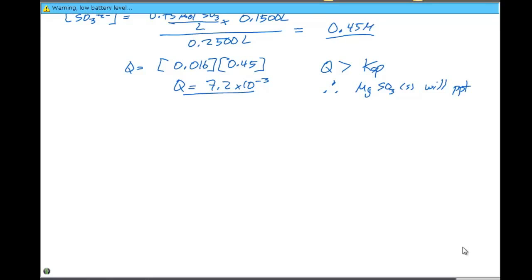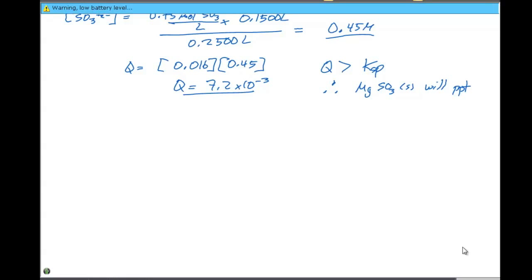Does anybody have any questions of what we did there? The key thing in these particular problems is we need to know the concentrations of all the ions of interest. The ions of interest in this case are the magnesium 2 plus and the SO3 2 minus. We figure out those concentrations from adding the solutions together and taking the total volume. Then we compare Q and the K and figure out if a precipitate would form. Yeah? Question in the back there?